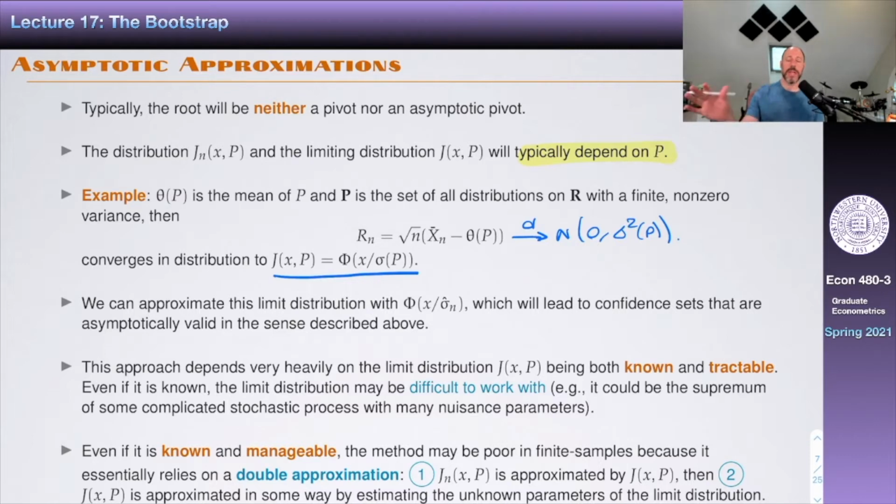Just take n to infinity. You get to an object that depends on parameters that you don't know. You estimate those parameters, and then you just use a quantile from that thing.